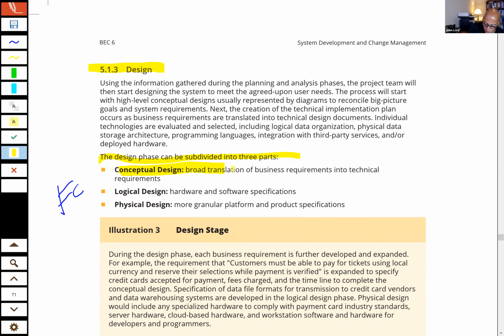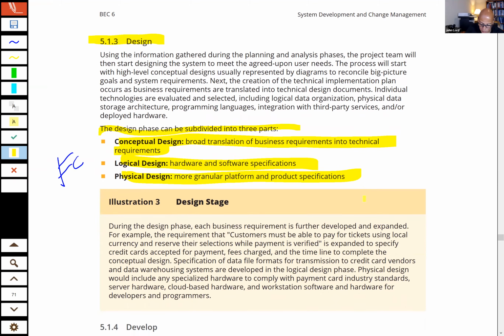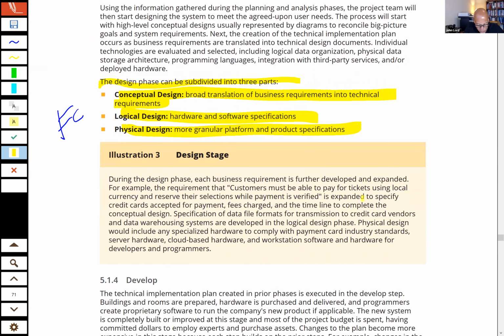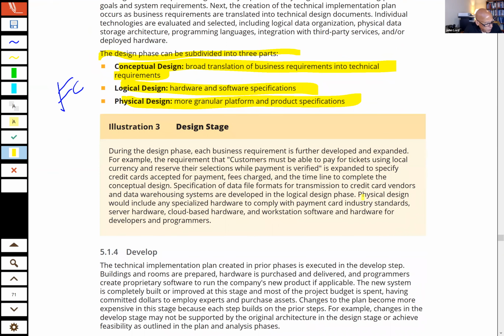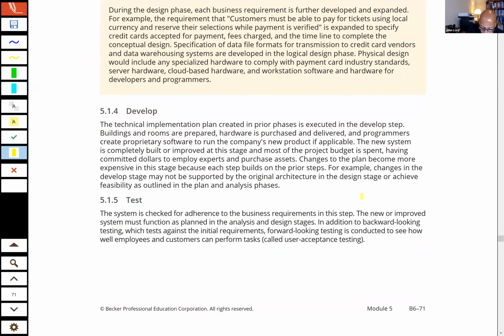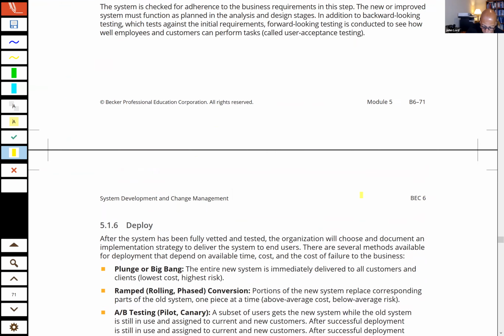So you could have conceptual design, which is a broad translation of business requirements into technical requirements. Logical design, hardware and software specifications. Physical design is more granular platform and production specifications. So you just flashcard the types of design considerations. Okay, good.